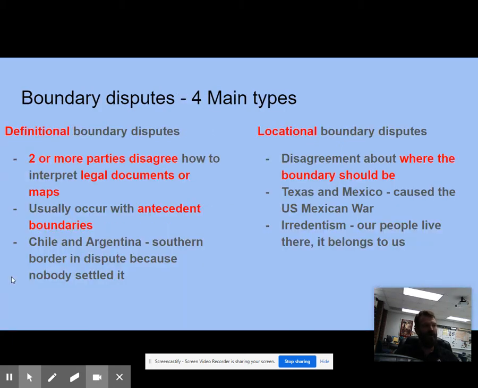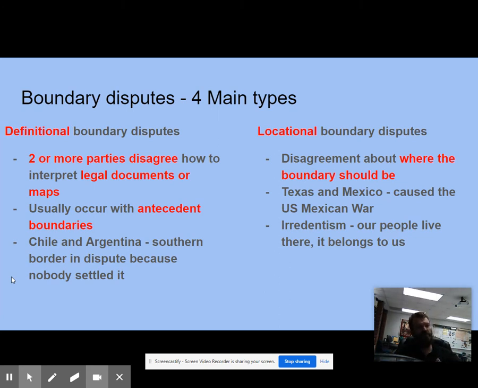So, boundary disputes: if countries don't agree, or territories don't agree, or property owners, depending on the scale, it could be really local, it could be a national scale, or it could be on a global scale between numerous countries. So in a definitional boundary dispute, two or more parties disagree about where the boundary is defined, based on legal documents. And that's really the only thing that matters here, that they're based on legal documents. So this usually occurs with an antecedent boundary, which, remember, is where you can see the effects of something that was there before. So it changes while the boundary's there, and then they have to fix it later.